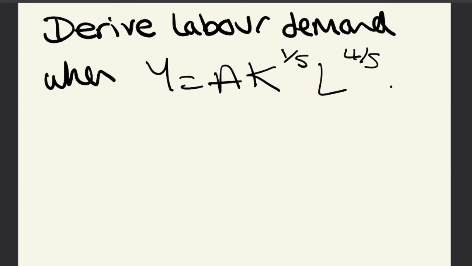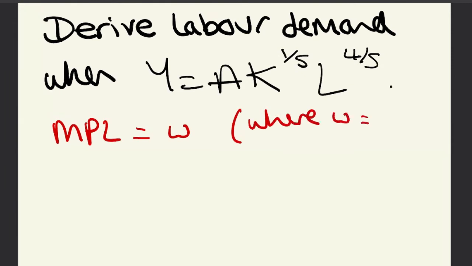So you might get asked to derive the labour demand when y equals A K to the 1/5 L to the 4/5. So you straight away notice it's a Cobb-Douglas function. Okay, so what do we know? Well, we know that we maximise profit when the marginal product of labour equals the real wage rate. And we've denoted it as w, but obviously it's big W over P, so the real wage rate.